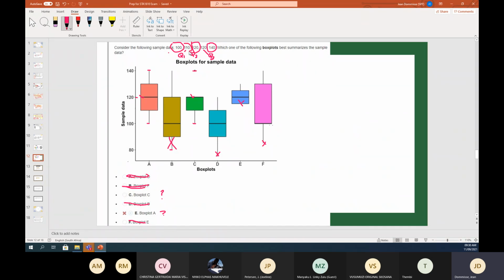Then Q1 is 110, so it can still be that one. Q3, here we can see that is the difference. Your Q3 is 120. They say 150, so it's still part of that. So your answer is then box plot C.